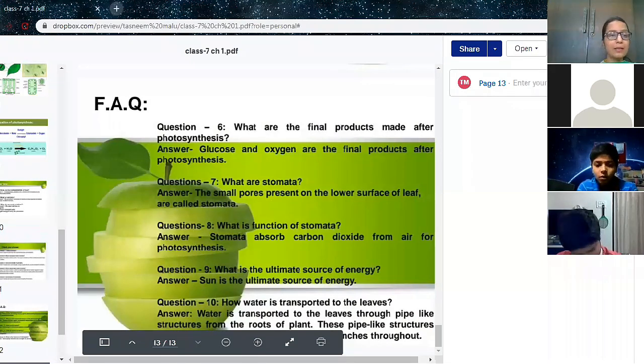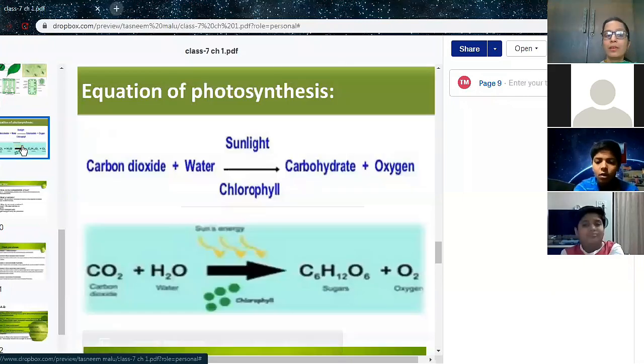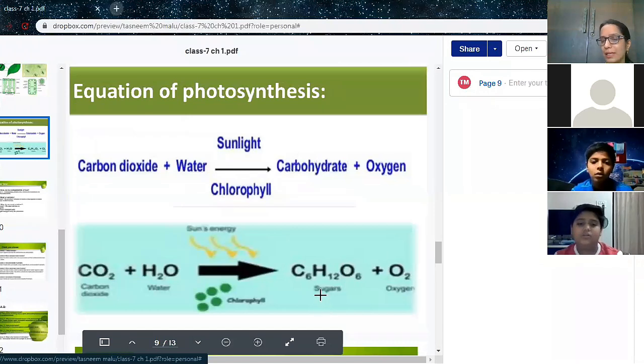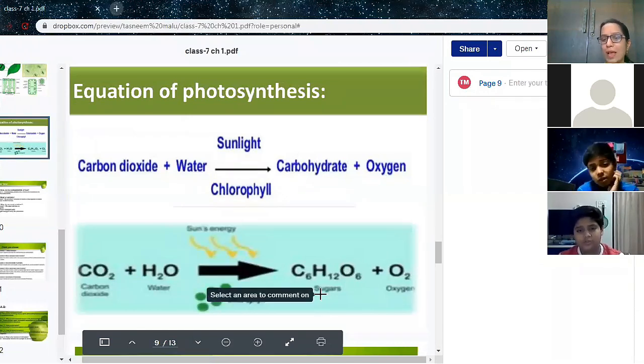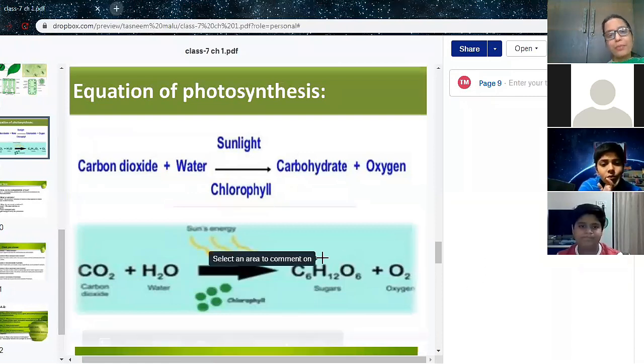Fine. Now done. Just revise. We'll revise the equation of photosynthesis again. CO2 plus H2O in presence of sunlight and chlorophyll will give sugar, that is glucose. Its chemical formula is C6H12O6, and oxygen will be liberated out.